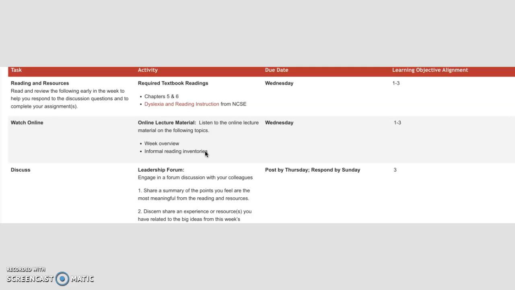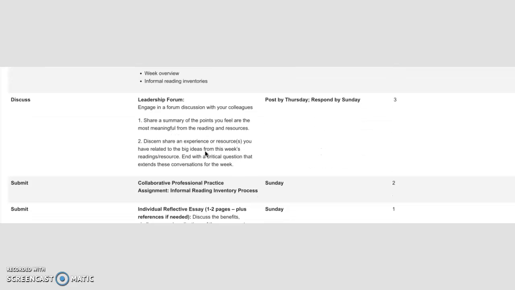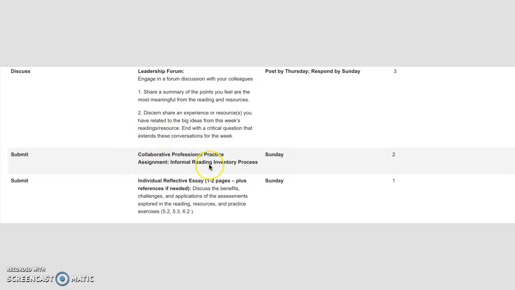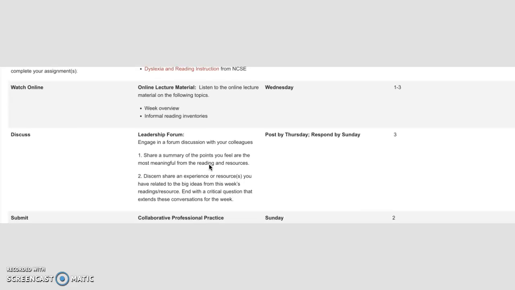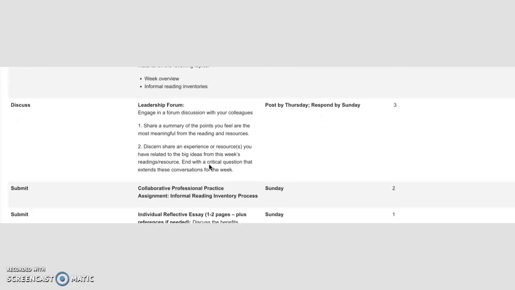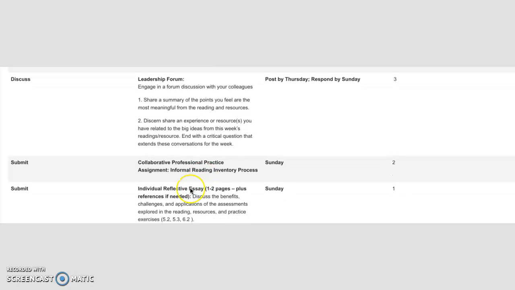You'll be working with your collaborative group as usual. I encourage you to jump in and do that next, looking at the reading inventory process. You'll be posting that by Sunday, but start the process early. You also have an individual reflective essay that looks at the benefits, challenges, and application of assessments and the practices. So there are a few exercises that we'll be doing, and this will really be guiding. We'll be interacting with the textbook quite a bit this week.